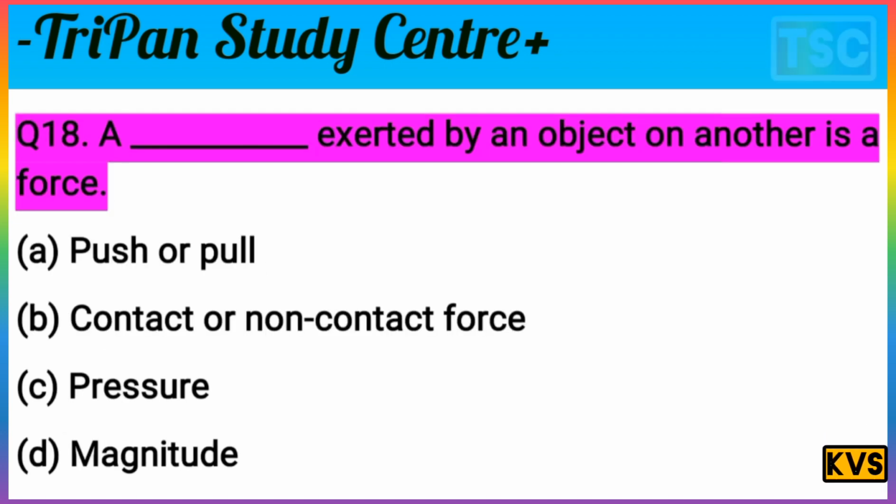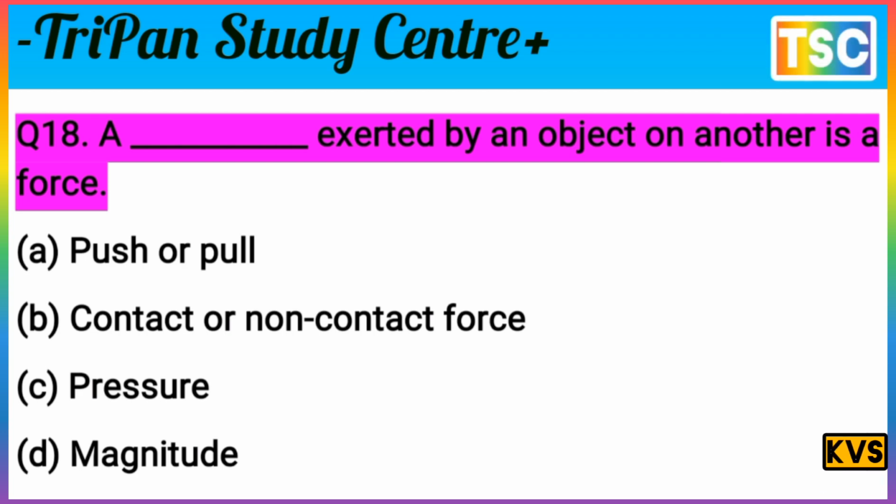Next question on your screen. A dash exerted by an object on another is a force. A. Push or pull, B. Contact or non-contact force, C. Pressure, D. Magnitude. That's the most important fill in the blanks here. But first of all, choose the correct answer and write it in your notebook. Let's see what is the answer for this question here.